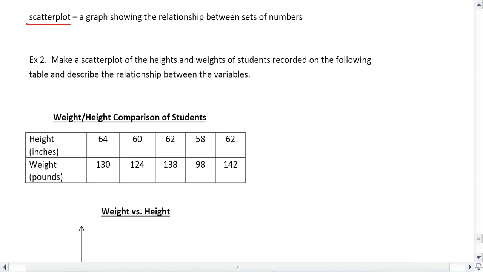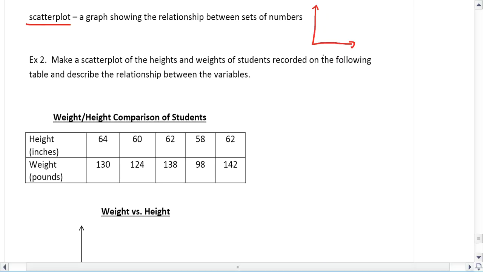The last thing in this section to talk about is scatter plots. A scatter plot is defined as a graph showing a relationship between a set of numbers. So let me just clarify that a little bit. We know that a scatter plot is a first quadrant graph, so it's only going to have an L shape. We're only going to look at the positive x and the positive y.